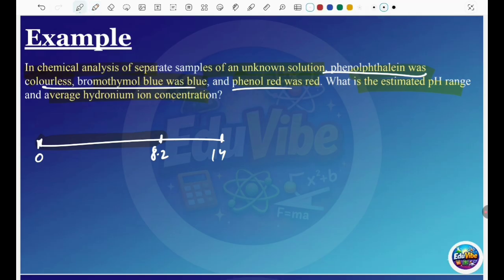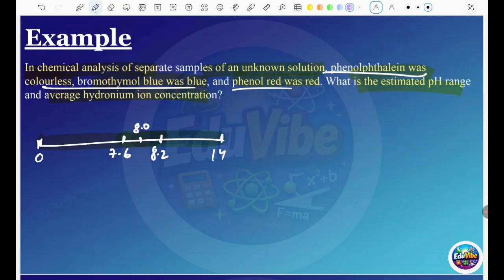Then you have bromothymol blue. They said this is blue. It is blue at 7.6 or after 7.6, so from 7.6 to 14 it stays blue. So 7.6 is right over there somewhat, from here to here, the green part. Then you have phenol red, which is red. It is red after 8.0. So 8.0 is around the center over there, and it is red from 8.0 to 14.